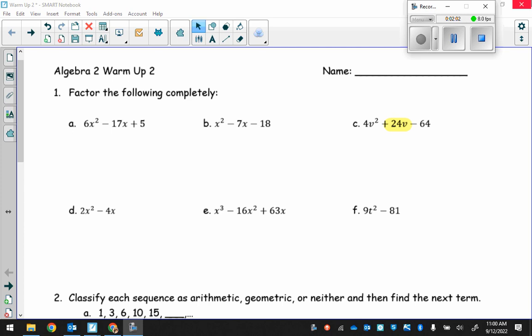How can we tell the difference? Yeah. With arithmetic, there's a common number being added or subtracted in between the numbers. If it's neither, then it's not being added by a common number and it's not being multiplied by a common number. And if it's geometric, it's all being multiplied by the same number. Excellent. Perfect explanation for all three.